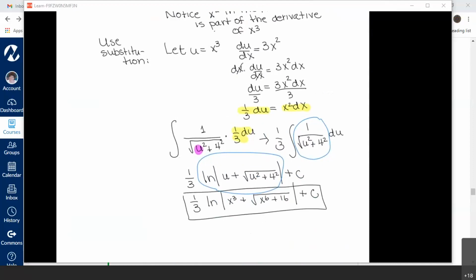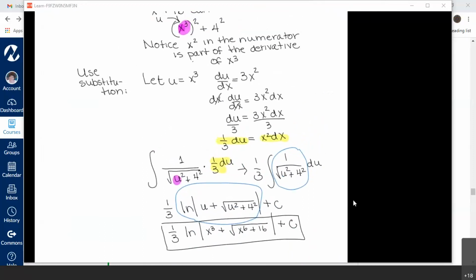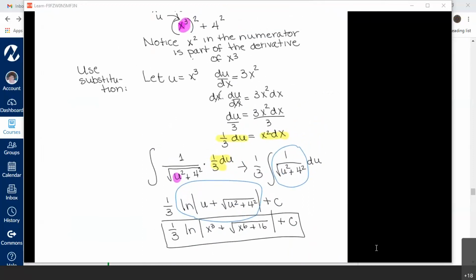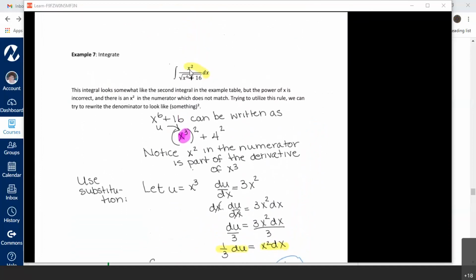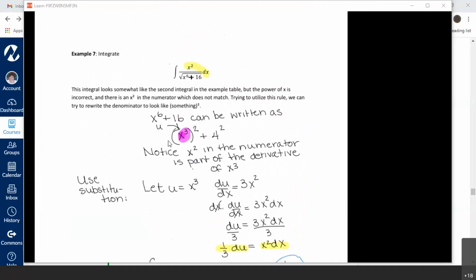So again, why am I showing you this kind of complicated example? Just to show you that you can use a combination of techniques. You can use an integral table as well as substitution. What made me realize I needed to use substitution? The x squared in the numerator. Once I got u equals x cubed, I said, well, the derivative of that is x squared. That's going to give me the x squared I need.